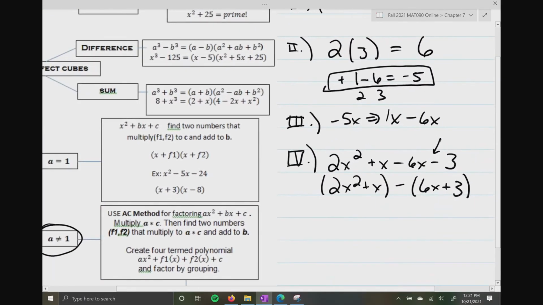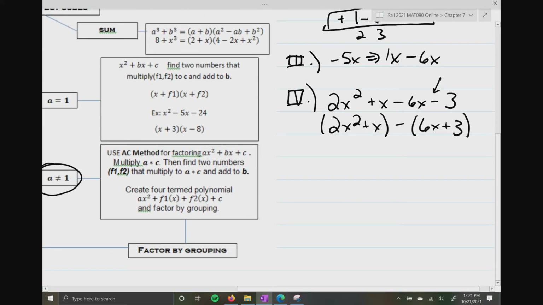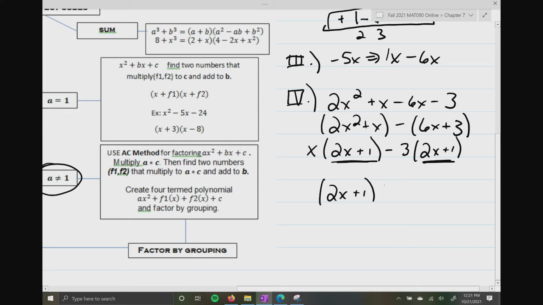We don't need the flowchart anymore. So mini GCF, factor out an x for the first. Mini GCF for the second, I can factor out a 3. Notice that my binomials inside the parentheses are the exact same, which means I can factor that out. And what's left over is going to be the x and then the -3. So x minus 3. All right, and there's your answer for the second one.